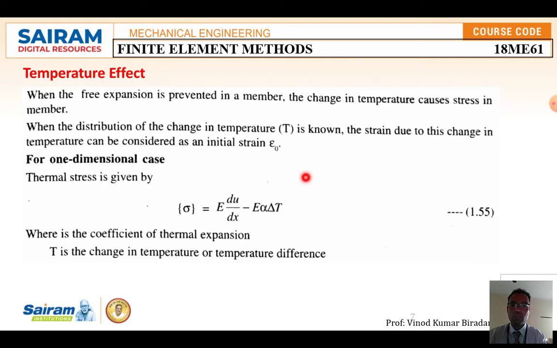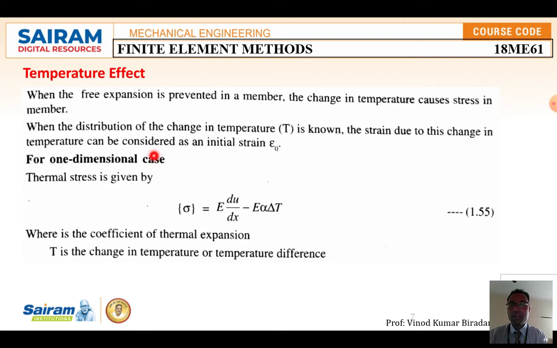Normally we denote the temperature difference as delta T. Let us take a bar. When the free expansion is prevented in a member, consider any member, if the free expansion is prevented, the change in temperature causes stress in the member. There are a lot of temperature changes in the particular member. When the distribution of the change in temperature T is known, the strain due to this change in temperature can be considered as the initial strain, epsilon naught. If you apply temperature, because of that the strain will change. That initial strain we consider with the symbol epsilon naught.